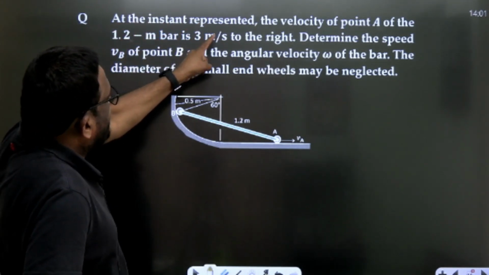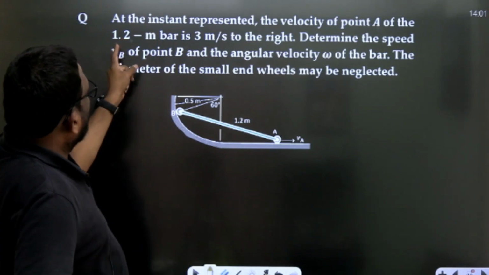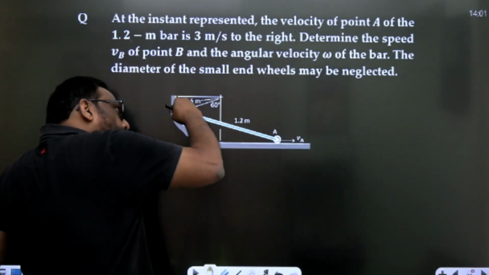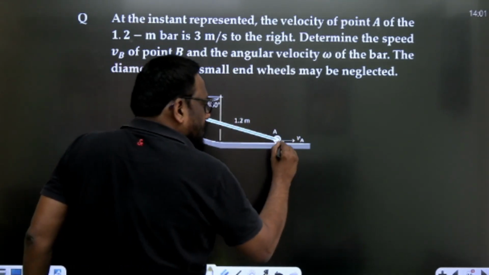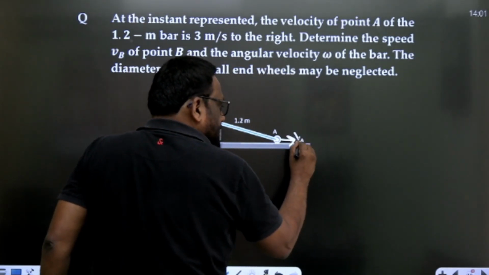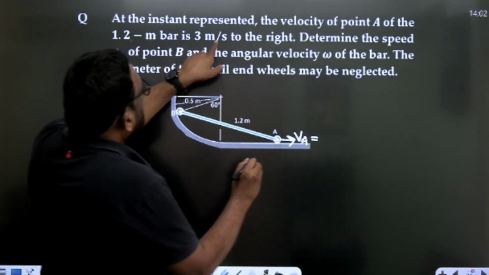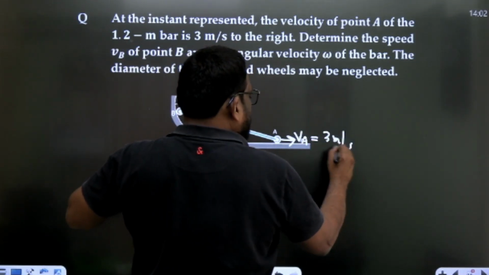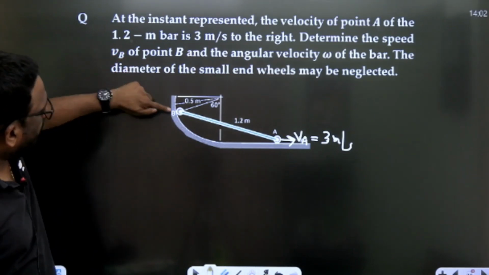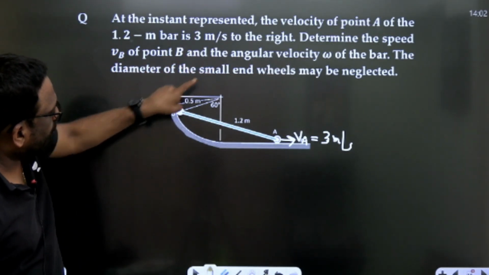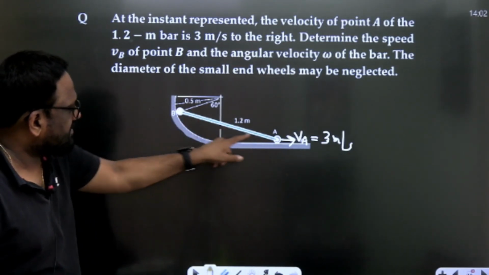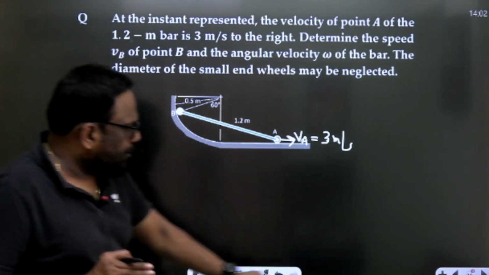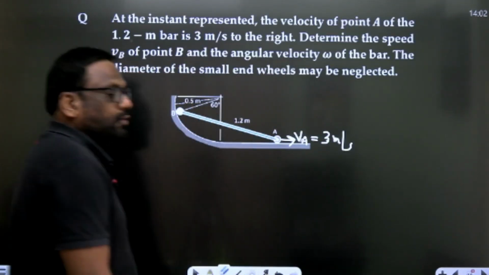At the instant represented, the velocity of point A of 1.2 meter bar, there is 1.2 meter length bar, is at this instant A has a velocity in the positive x direction, and that is given as 3 meter per second. ठीक है सर. Determine the speed of point B and the angular velocity of this bar. The diameter of the small end wheels is neglected. Chalo sirs, let me redraw the figure so that you can understand in a better way. This is a very good question, sir. I request everyone to read the question.